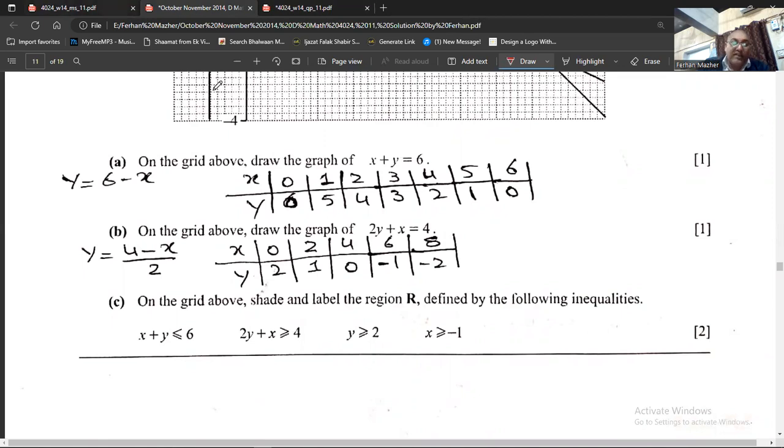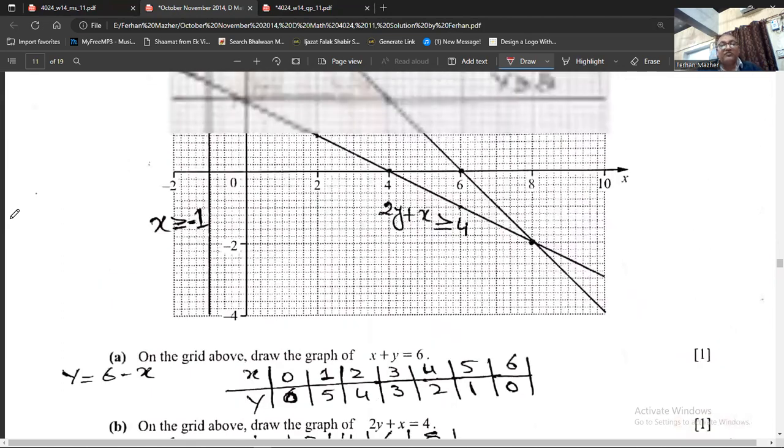So according to this equation, if I put 0 here, I get 6. When I put 1 here, I get 5. When I put 2 here, I get 4. When I put 3 here, I get 3. When I put 4 here, I get 2. When I put 5 here, I get 1. When I put 6 here, I get 0.